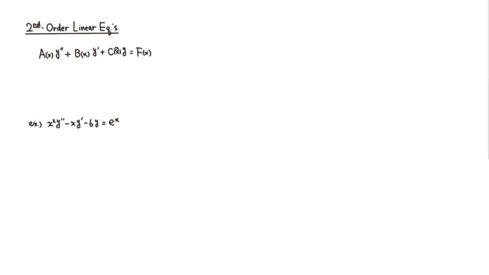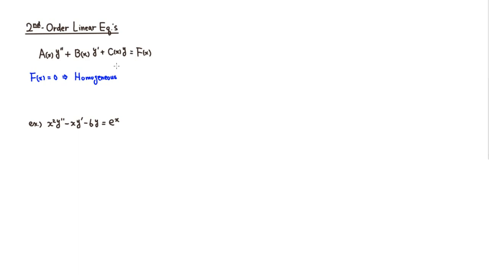All right, so when the right-hand side, capital F of x, is equal to 0, then the equation is called the homogeneous equation. I'll just write that down: homogeneous. Whenever somebody says it's a homogeneous equation, it means that the right-hand side is going to be equal to 0.